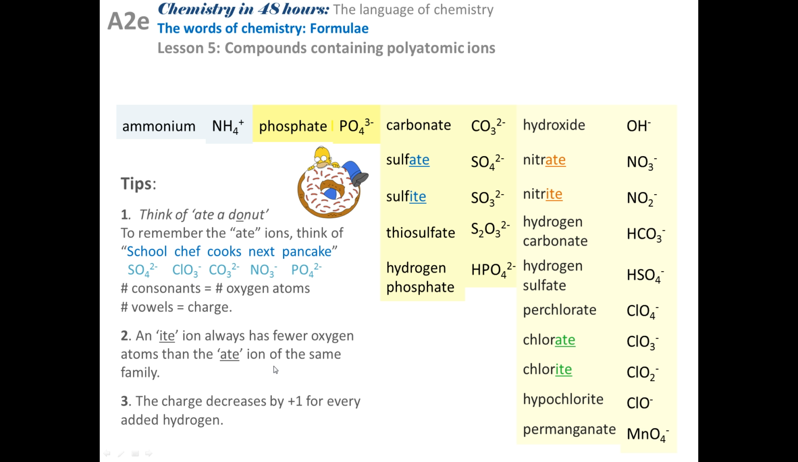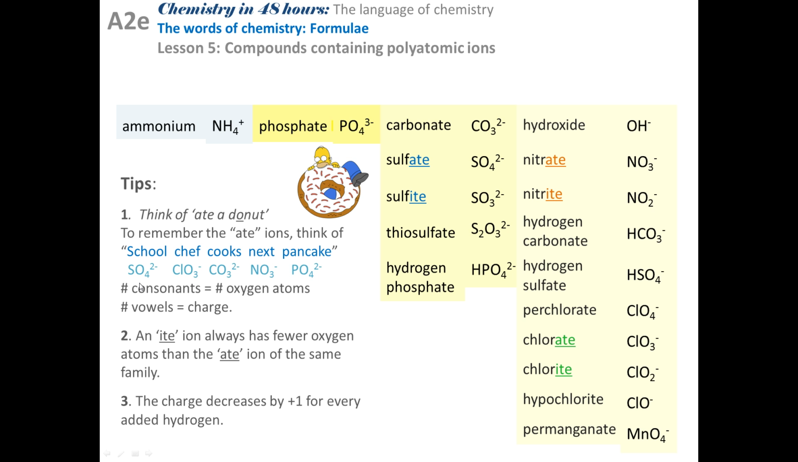Now here are some polyatomic ions you need to know. There are actually even more, so it is quite overwhelming. So let's see how we can make it easier. First of all, think of "ate", a donut, the O for donut. So if the compound or the ion ends in "ate", you know it contains oxygen. Phosphate, phosphorus with oxygen. Sulfate, sulfur with oxygen. Carbonate, carbon with oxygen, and so on.